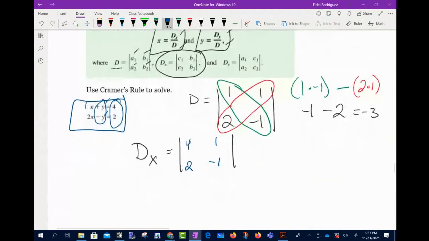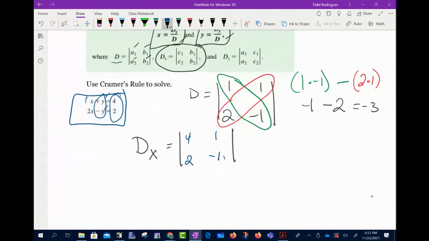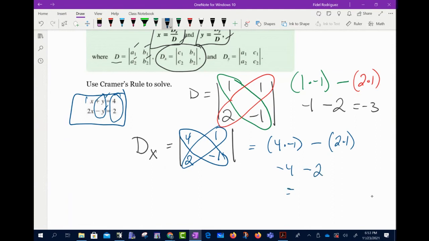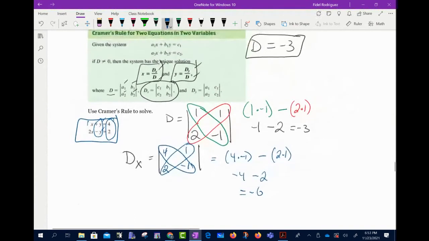Okay? Now, I'm going to find my determinant. Remember how we did this? We go diagonal. So this is going to be 4 times -1 minus 2 times 1. So this is a -4 minus 2. This is a -6. So I found my value for Dx, and that happened to be -6.